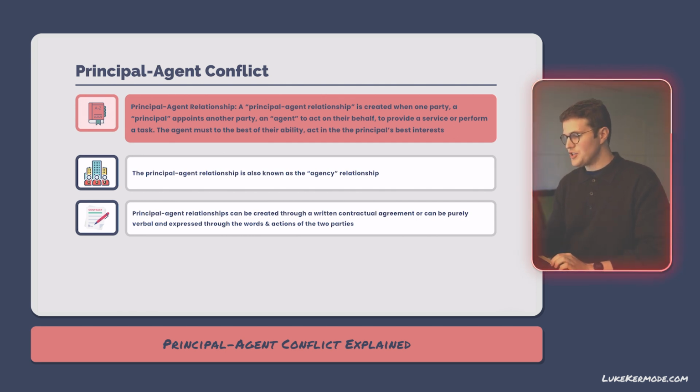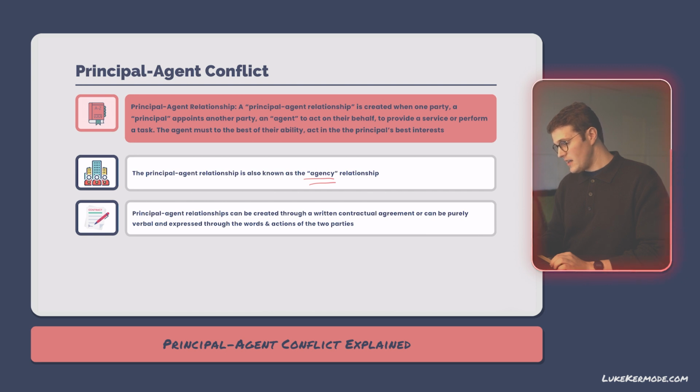The agent has to, to the best of their ability, act in the best interest of the principal. So the agent, as part of the relationship, whether it's contractual or not, is appointed and must always act in the best interest of their principal. And this is commonly known as the agency relationship, and that's how the curriculum refers to the principal-agent dynamic.